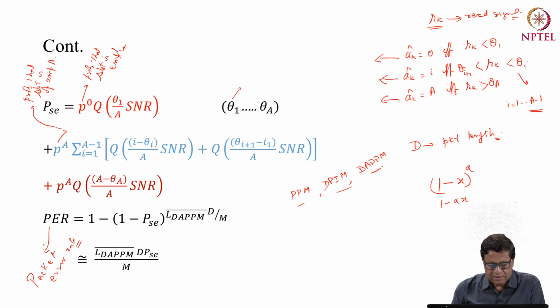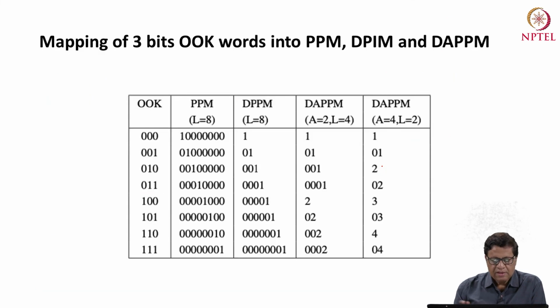And this next slide actually tells you how the sequence will look. This is for 3 bits, so you'll have from 000 to 111. PPM will have 2 raised to power 3, 8 combinations, starting with 1 and all zeros, up to all zeros and 1.